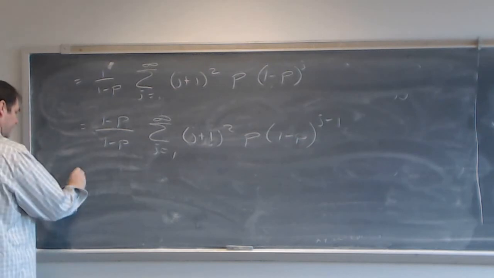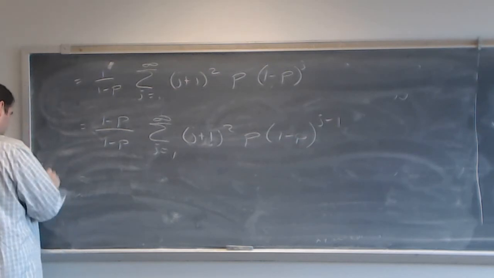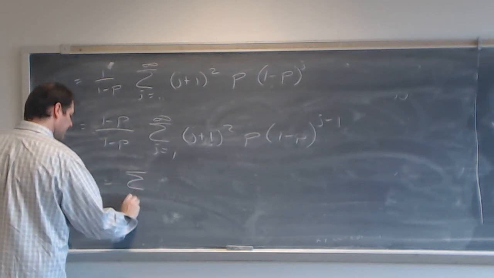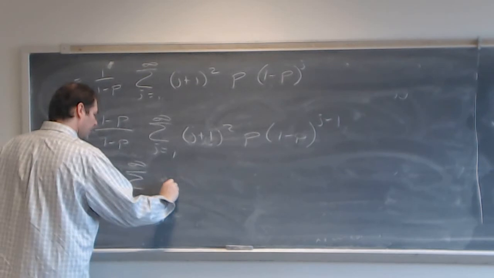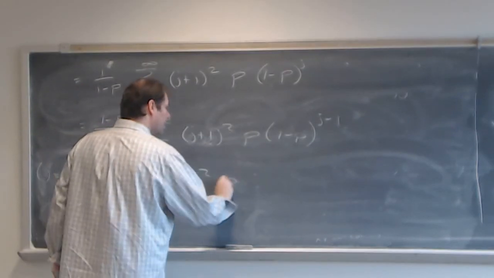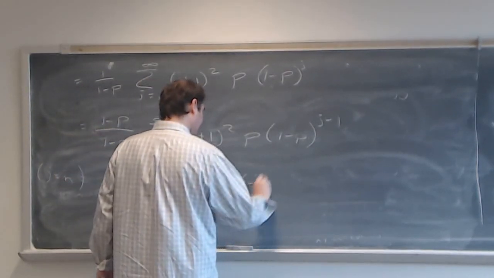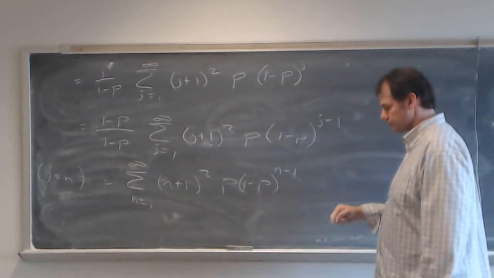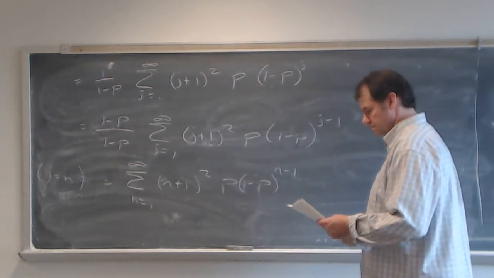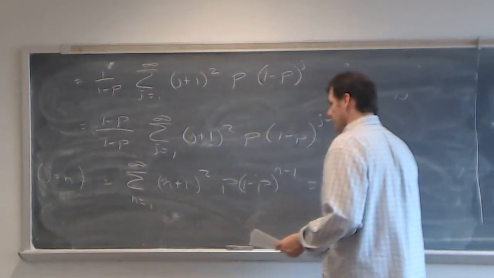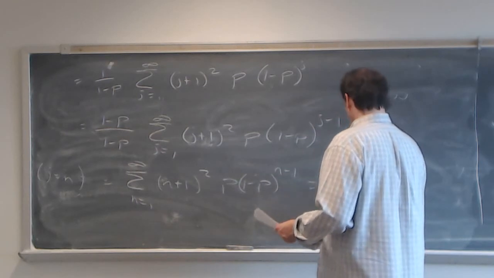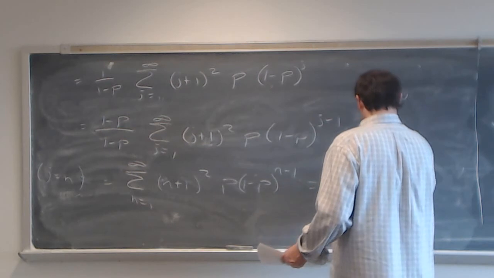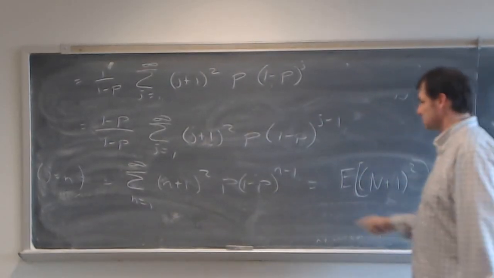I'm going to let j be equal to n, just so we get everything back into that original variable. So we have the sum as n runs from 1 to infinity, n plus 1 squared, p times 1 minus p to the n minus 1. We can multiply that out, or you could just say, well, that's nothing more than the expected value of the random variable n plus 1 squared. That's what that is.